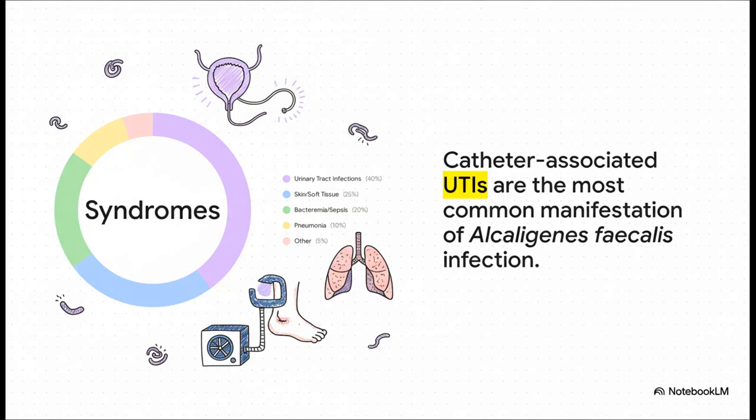And the kinds of infections it causes really reflect those vulnerabilities. As you can see, catheter-associated UTIs are the big one, making up a huge chunk of cases. But it can cause a whole spectrum of serious problems, from diabetic foot infections and ventilator-associated pneumonia, all the way to life-threatening bacteremia and sepsis.